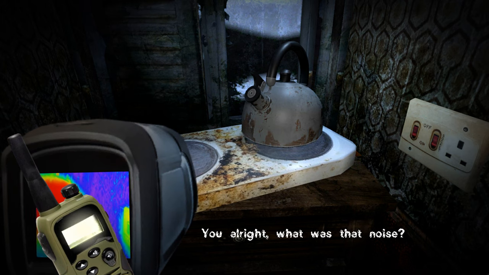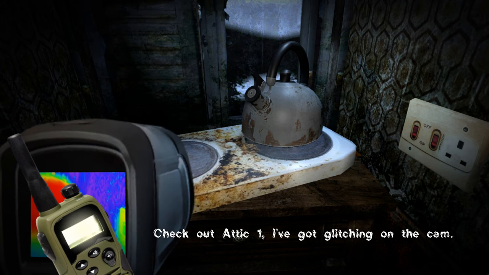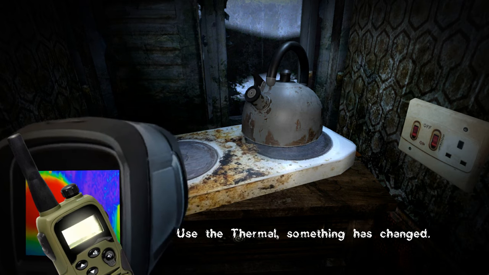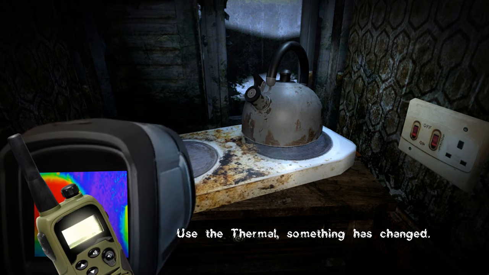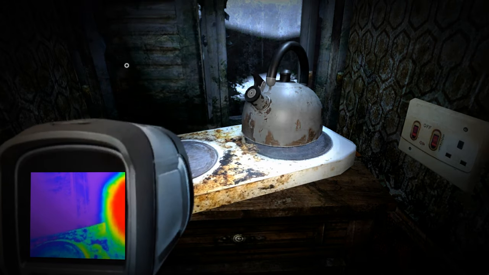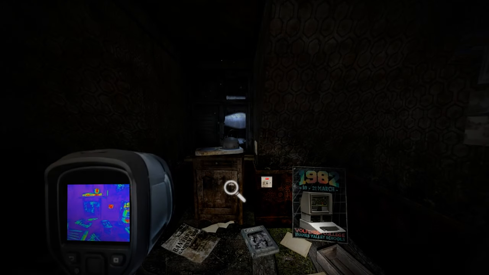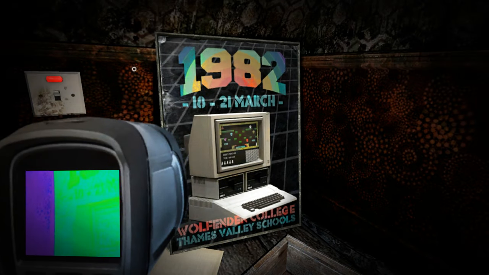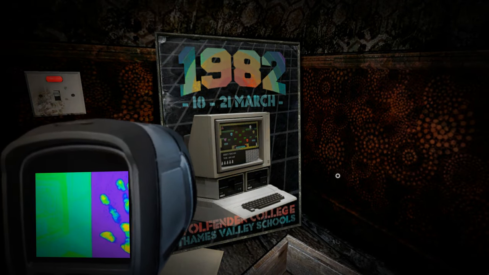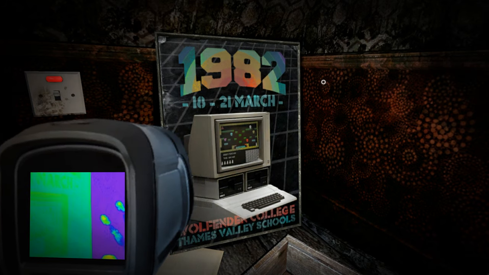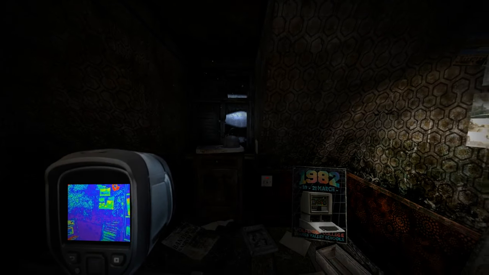You all right? What was that noise? Check out Attic 1. I've got glitching on the cam. Use the thermal. Something has changed. Nah, fuck. Do the handprints not matter anymore? I guess they don't.